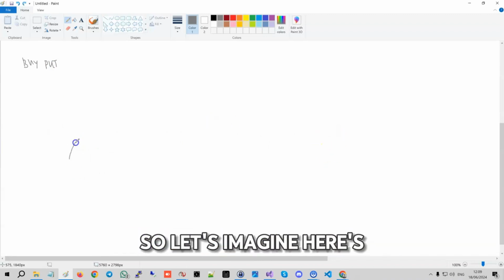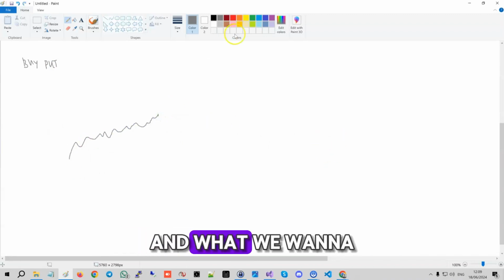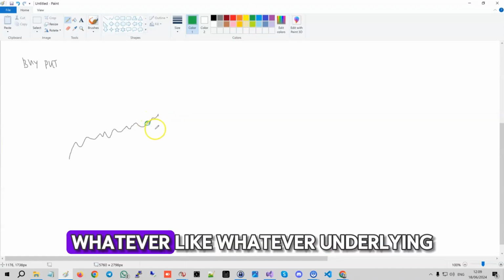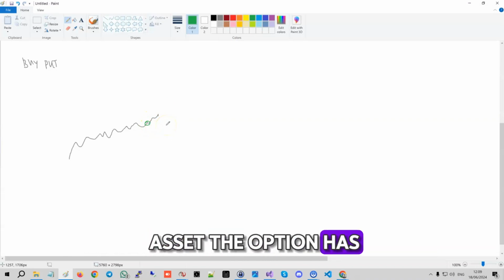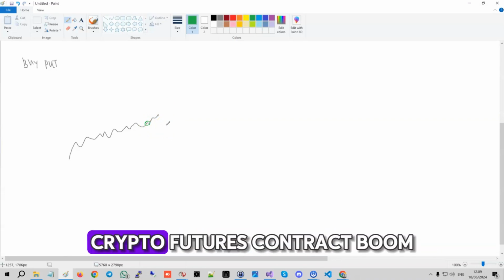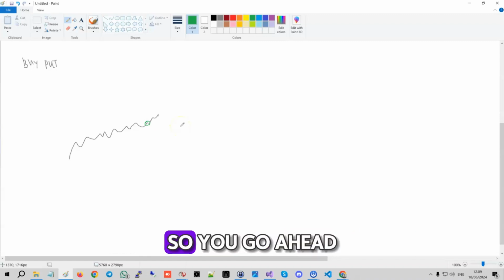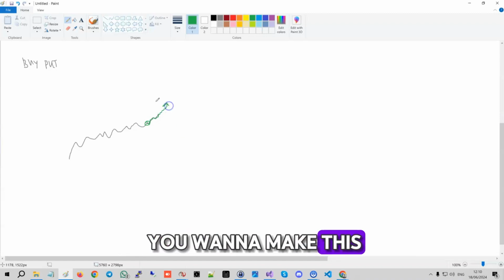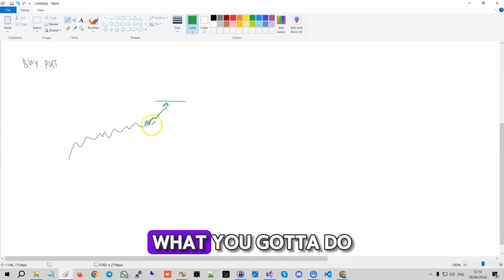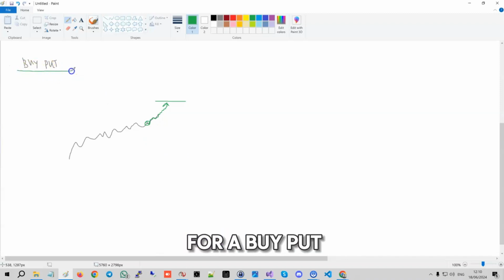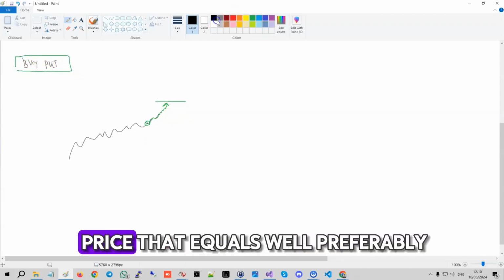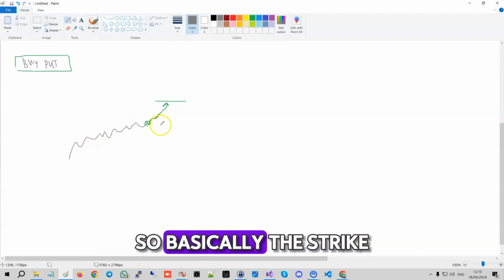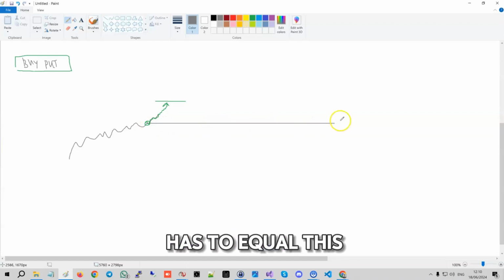So let's imagine here's our market, and what we want to do is enter our long futures contract, or whatever underlying asset the option has. It can be a stock, it could be a crypto futures contract, whatever. So you think that you want to make cash here. Basically what you've got to do is search for a put to buy, with a strike price that equals, preferably, it's in the money already. So basically the strike has to equal this price here.